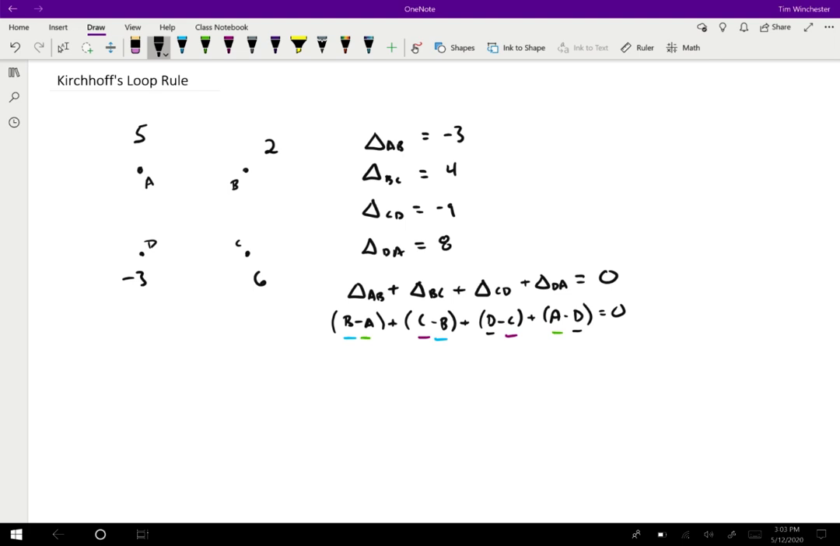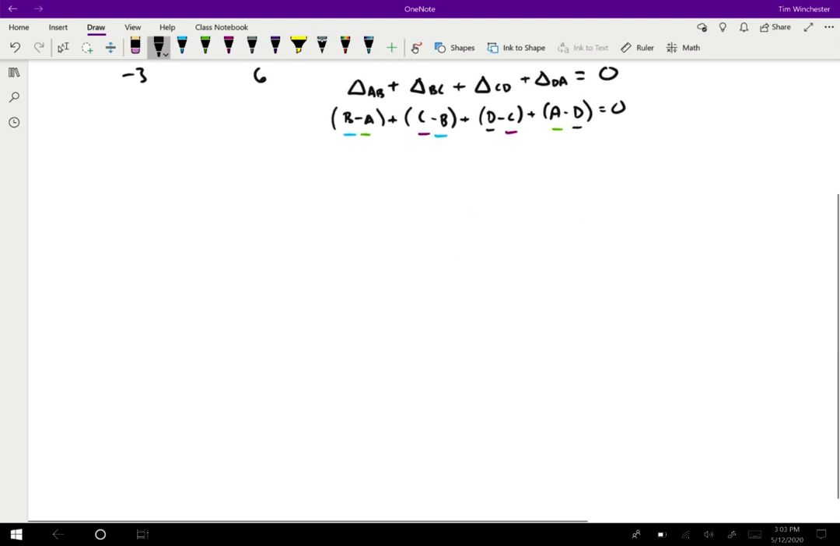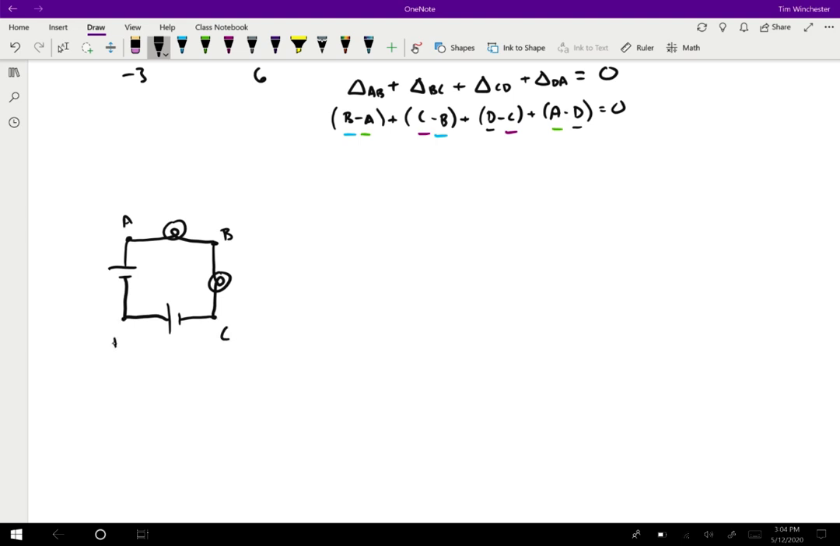Okay, so what does this have to do with physics? Well, if instead of just having arbitrary numbers that are defined at different points in space, let's say that I have an electric circuit. And maybe for my electric circuit, I will have a light bulb up here, and then maybe another light bulb over here, and then perhaps another battery, like this. Okay, here's a circuit. And let's say that I define this point to be A, this one to be B, this one to be C, and this one to be D.